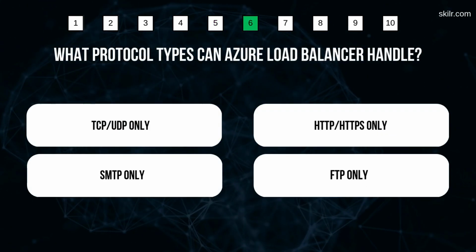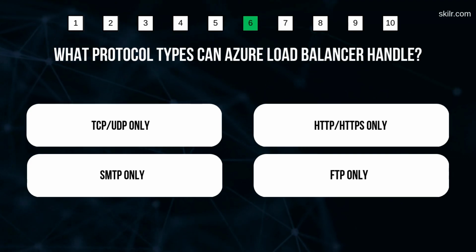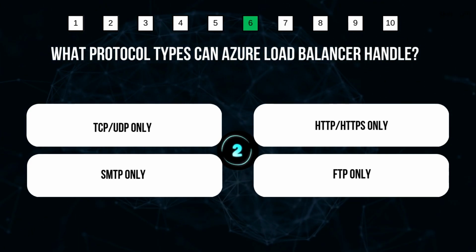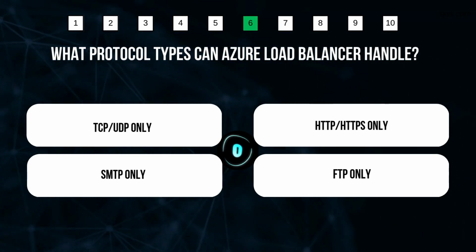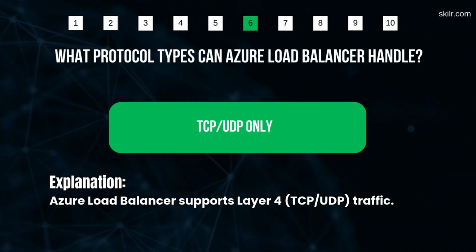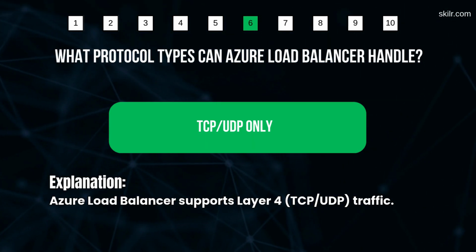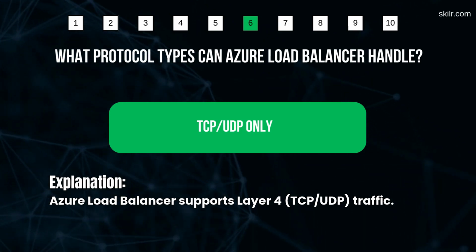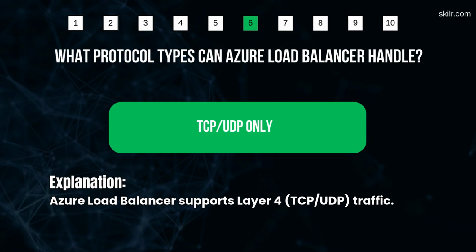Question 6. What protocol types can Azure Load Balancer handle? The correct answer is TCP/UDP only. Azure Load Balancer supports Layer 4, TCP/UDP, traffic.